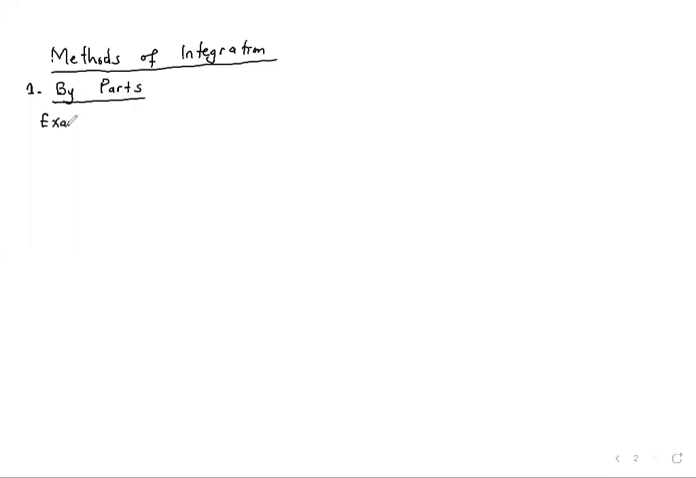So for us to do reduction, we'll start with by parts. So we are looking at methods. Methods of integration. The first one, we look at by parts. We know that to integrate by parts, if you're integrating u multiplied by dv, you get uv minus the integral of v and then du. That's by parts there.